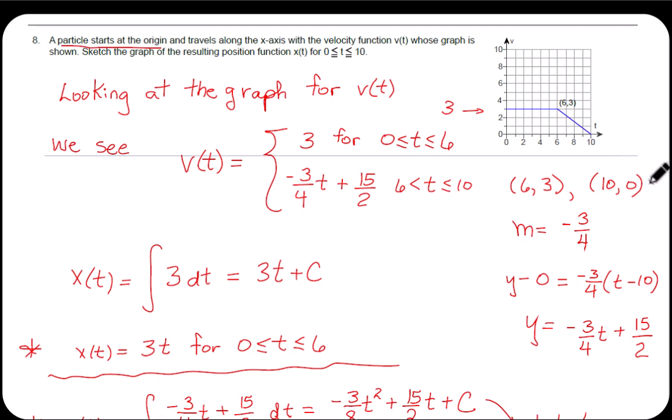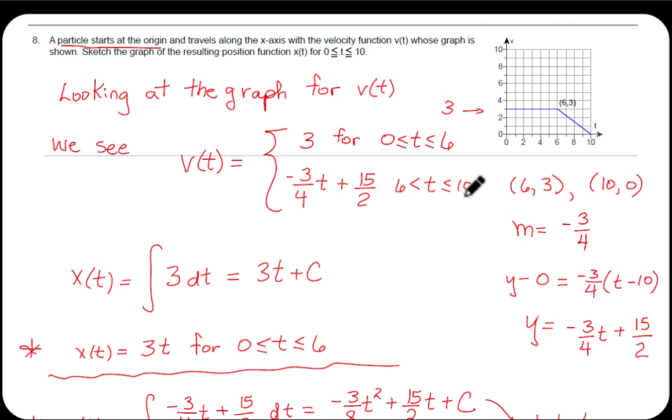So what is the slope? Well, I can read this from the graph. I move over 1, 2, 3, 4. So the run. Go down by 3, 1, 2, 3. So the slope is minus 3/4. And if I use the point 10, 0 along with point slope formula for the line, I find out what is the equation of that line going from 6 to 10.